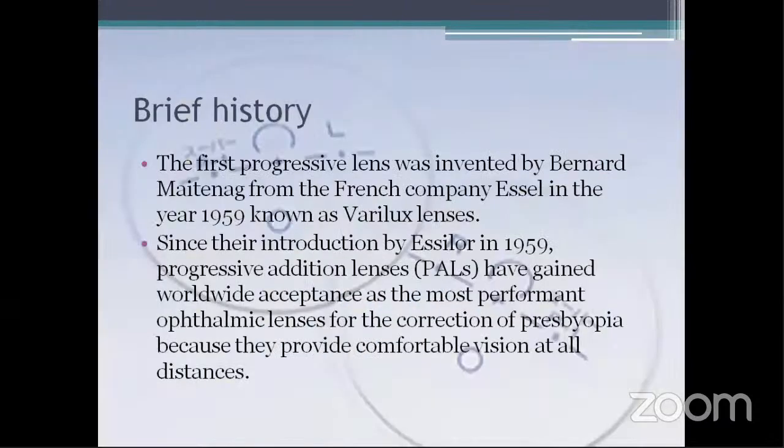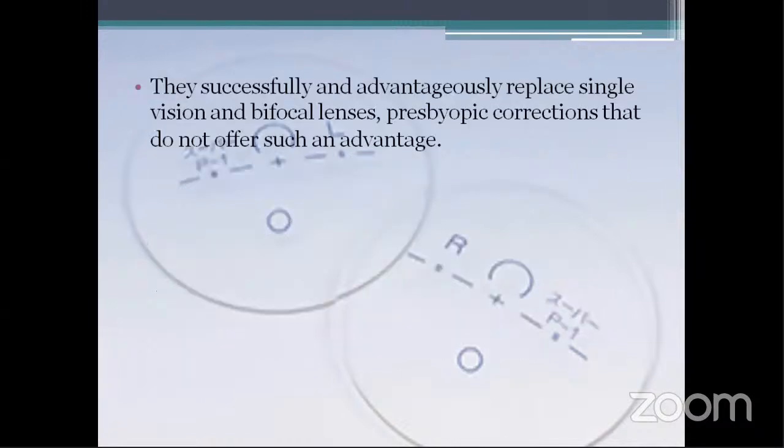Brief history. The first progressive lens was invented by Bernard Maitenaz from the French company Essilor in the year 1959, known as the Varilux lenses. Since their introduction by Essilor in 1959, progressive addition lenses have gained worldwide acceptance as the most performant ophthalmic lenses for the correction of presbyopia because they provide comfortable vision at all distances. They successfully and advantageously replace single vision and bifocal lenses, which are the other presbyopic corrections that do not offer such advantage.